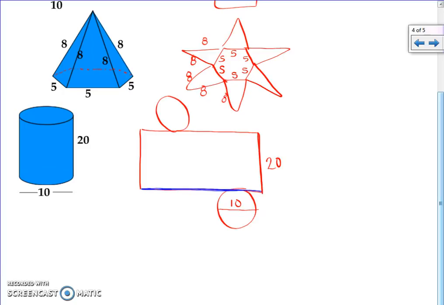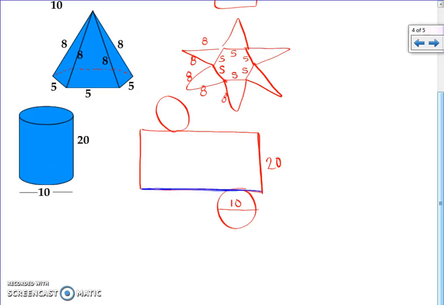So let's imagine putting this back together, okay? That blue line. Everyone imagine this. We have a rectangle. We're going to curl it around so that it connects, and the circle comes up on the bottom. What is that distance of that rectangle along the bottom? That is the circumference of the circle, right?